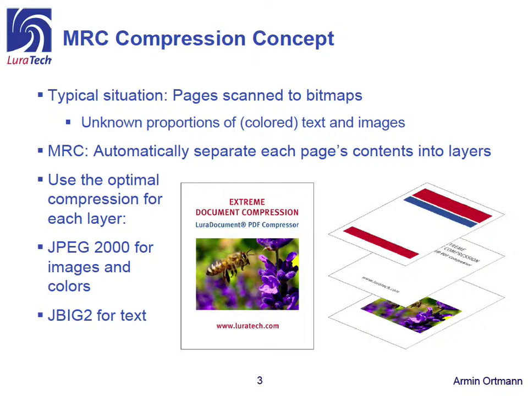And for each of those three layers, we are using the optimal compression algorithm. So for the color layers on top and on the bottom, we would use JPEG2000, and for this text type layer in the middle, we would use JBIG2.